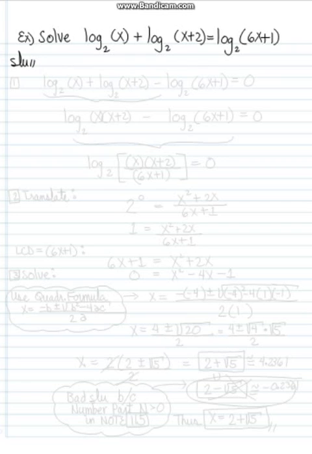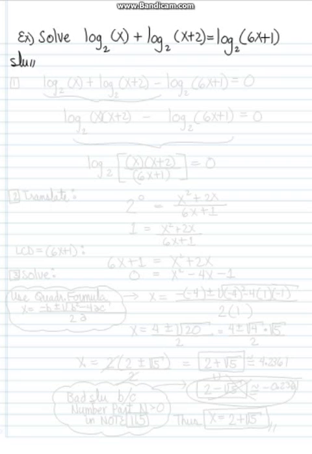Let's solve log base 2 of the number x plus log base 2 of the number x plus 2 equals log base 2 of the number 6x plus 1. Step 1, we want to get all the logs isolated on the left side. Any numbers will be on the right side.